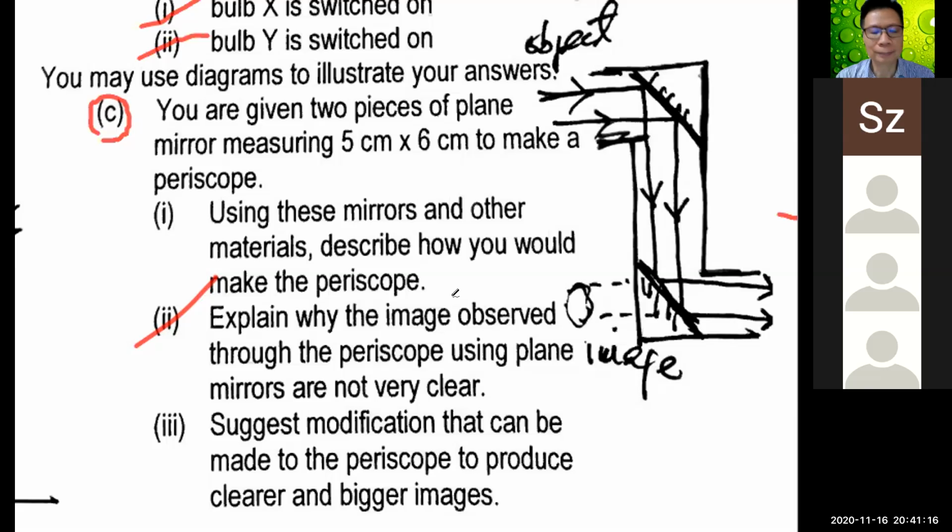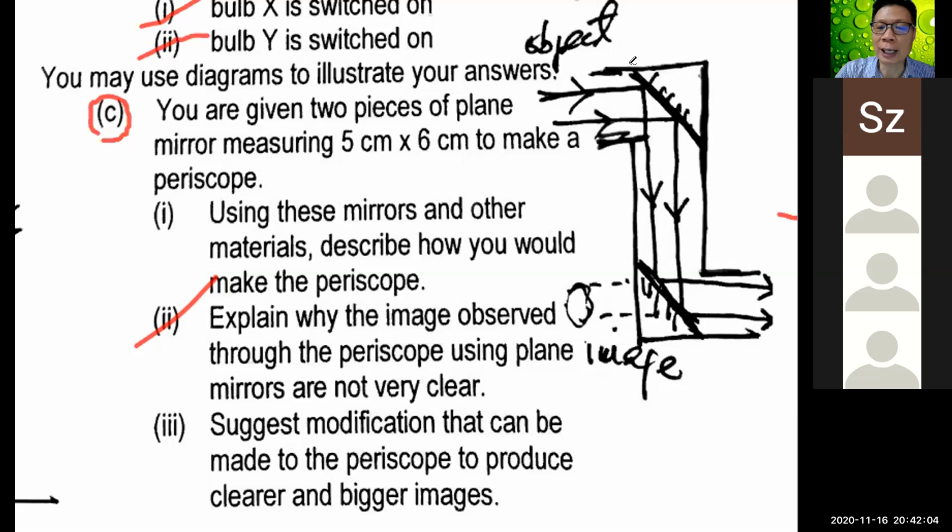And one more answer. You write like this: mirror periscope produces multiple images. Okay, that's all. You know why there are multiple images, right? Last lesson, I think I explained to you, right?